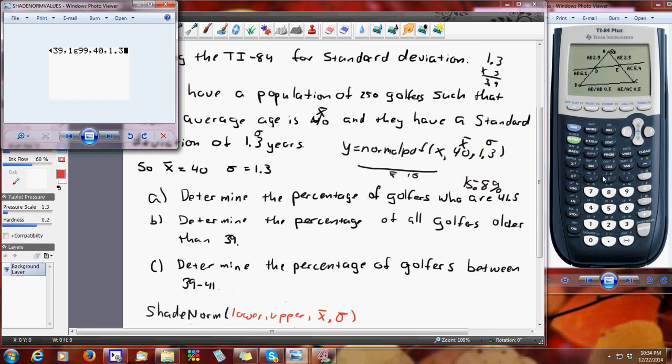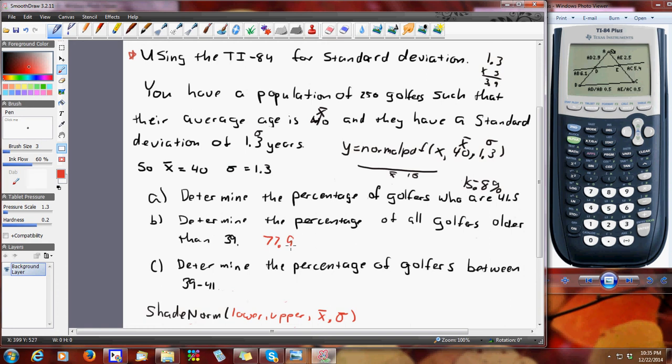So I press 1, I press second and the comma again, because that's EE, and then I type in 99. That means 1 times 10 to the 99th, which is a huge number, and that assures that it gets everything to the right of 39. Type in my mean, which is 40, and then 1.3, which is my standard deviation. When I do that, I'm going to end up with this picture. You can see my lower bound is 39, my upper bound is 1E99, and it's 0.779, which means 77.9% of all golfers are going to be older than 39.